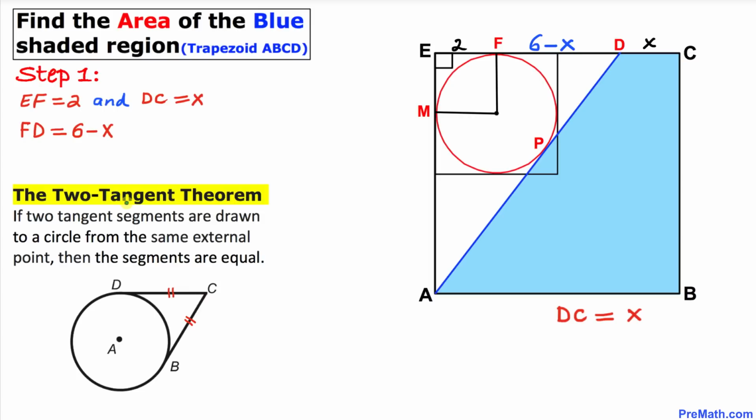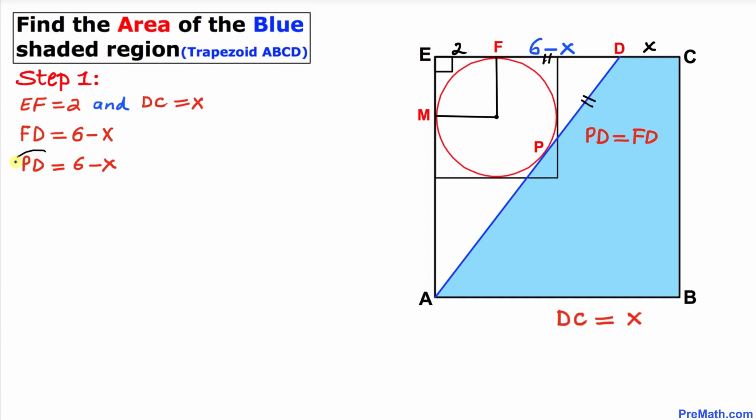And now let's recall the two-tangent theorem. If two tangent segments are drawn to a circle from an external point, then the segments are equal, as you can see in this figure. And in our case, FD is one of our tangents to the circle, and the other one is PD. Therefore, PD equals this line segment FD. So PD is going to be 6 minus X as well.